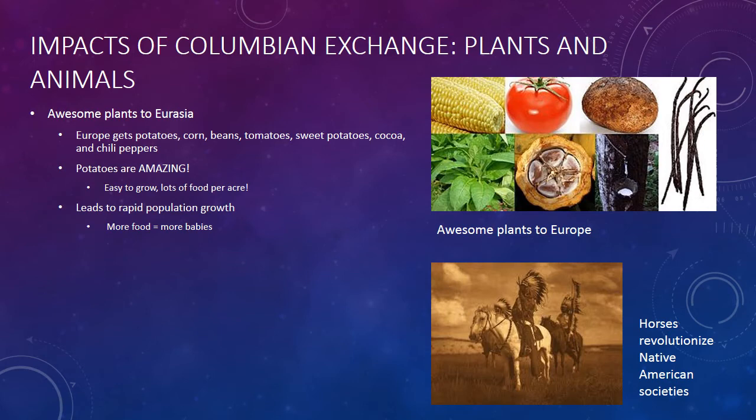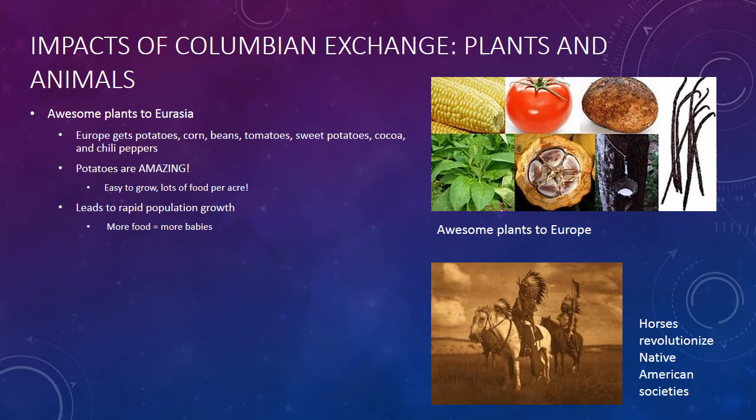This leads to a rapid population rise in Europe, because there's a general rule in world history, and that is, if you have more food, you have more babies. This happens in Europe, and the population in Europe doubles over the next 200 years, mostly because of better food supply.